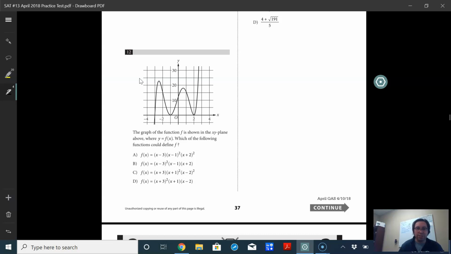So this does not work because this is x minus 3, which would suggest that our intercept is at positive 3, so that's not true. So A and B are gone for that reason. We then see we have a negative 1, which means we have to have a plus 1 term, which we have here and here, so that checks off. And then here we have a positive 2 term, which means I then need a negative 2 term.